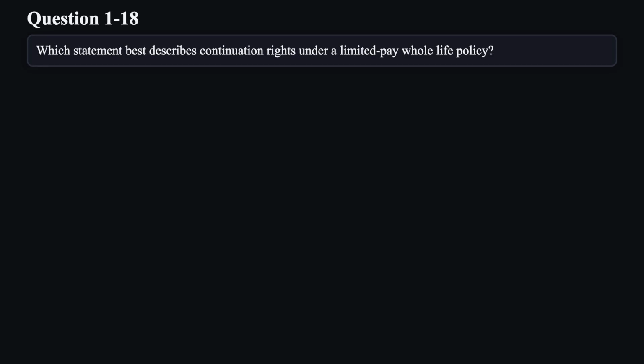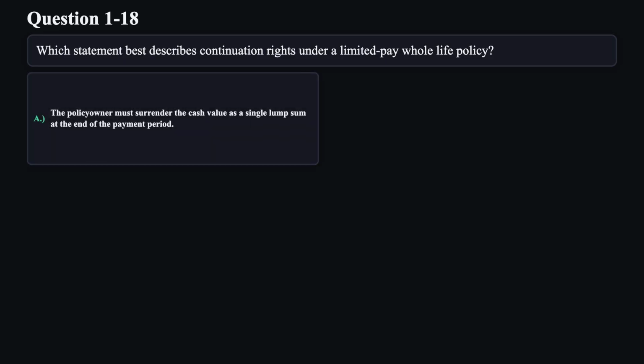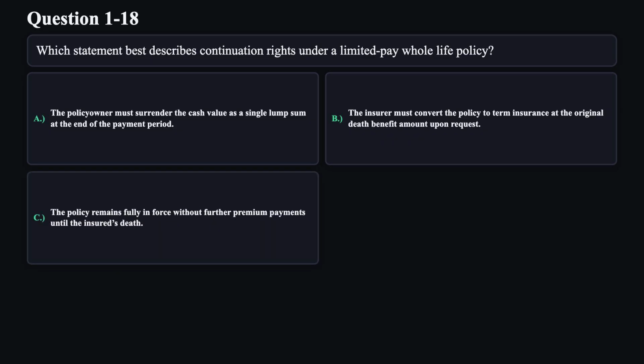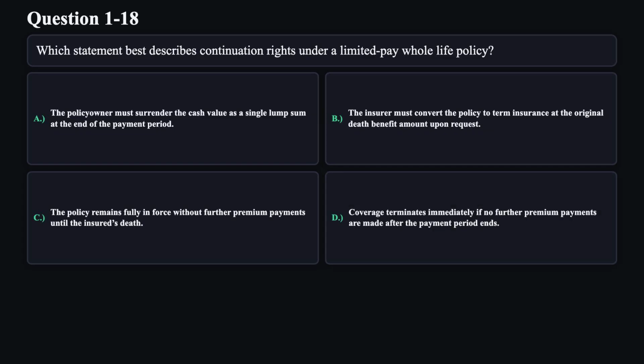Question 18. Which statement best describes continuation rights under a limited pay whole life policy? A. The policy owner must surrender the cash value as a single lump sum at the end of the payment period. B. The insurer must convert the policy to term insurance at the original death benefit amount upon request. C. The policy remains fully in force without further premium payments until the insured's death. D. Coverage terminates immediately if no further premium payments are made after the payment period ends.